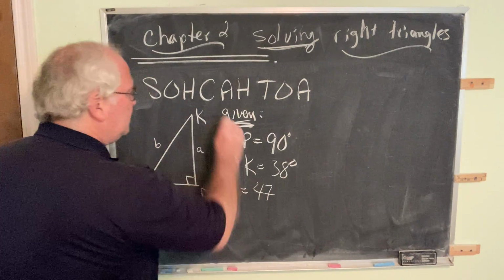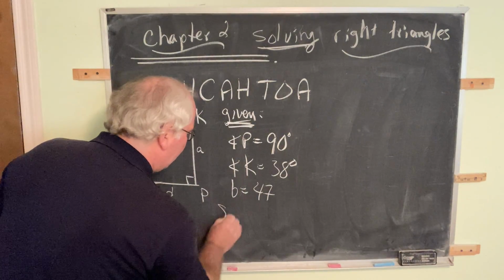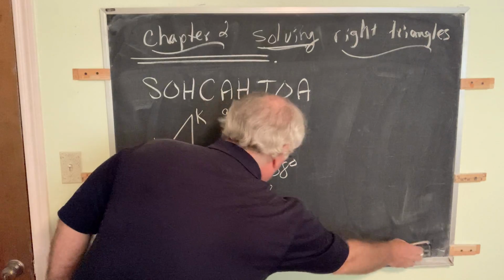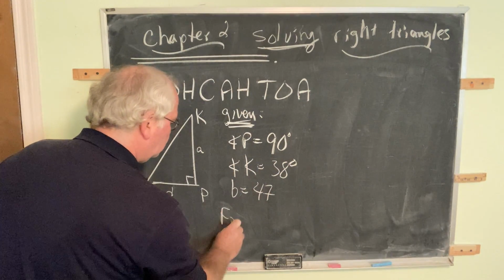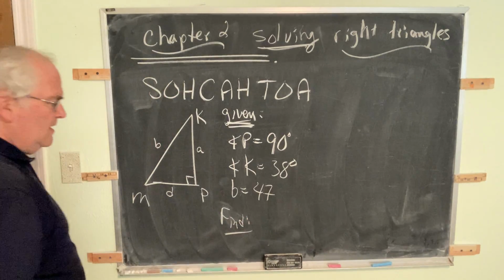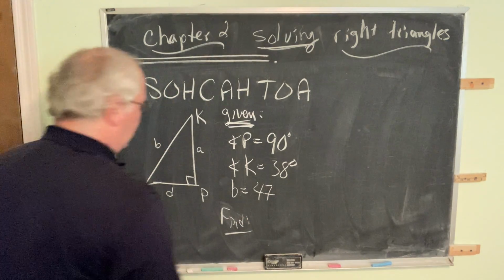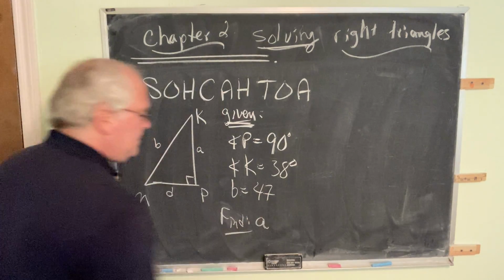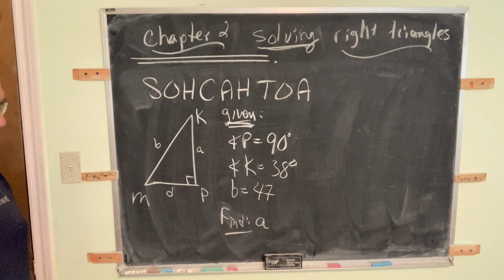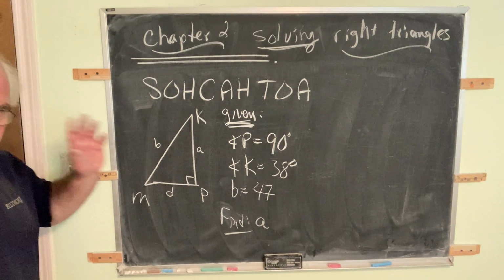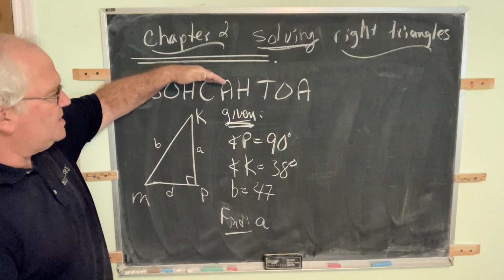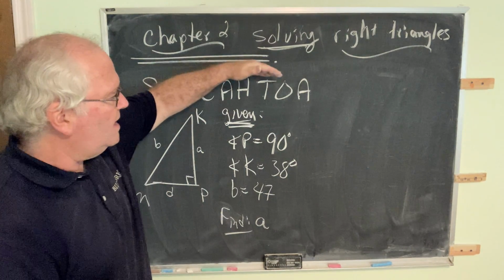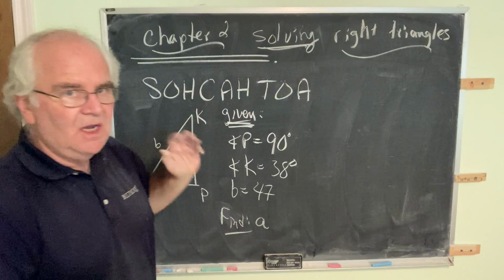And we're asked to find. Now, let's not solve the whole triangle. Suppose we're just asked to find what are the other sides? Let's find A. Find side A. All right? This is straightforward. If you know sine is opposite over hypotenuse, cosine is adjacent over hypotenuse, tangent is opposite over adjacent, you're good to go.